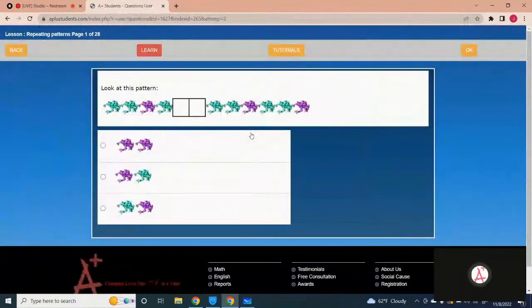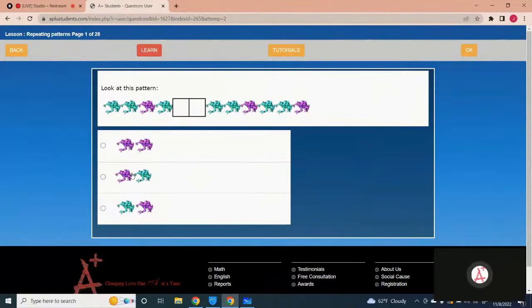Okay, let's start with this one. Look at the pattern. Two of the colored blue and then one purple. Got it? And see here the pattern is repeating, two of the blue and one purple. Again two of the blue and one purple. Now you have two missing right after the blue. So what is the next option?